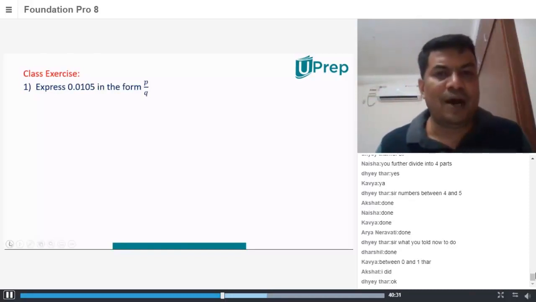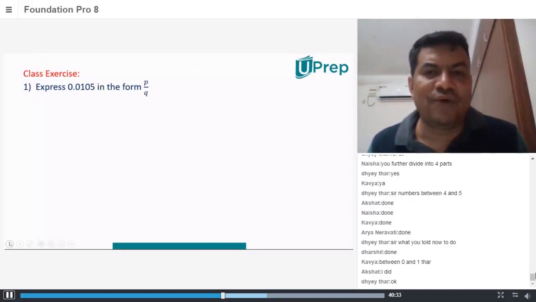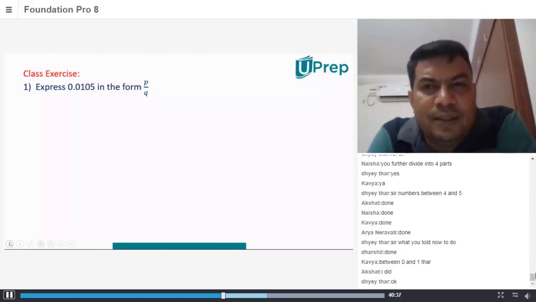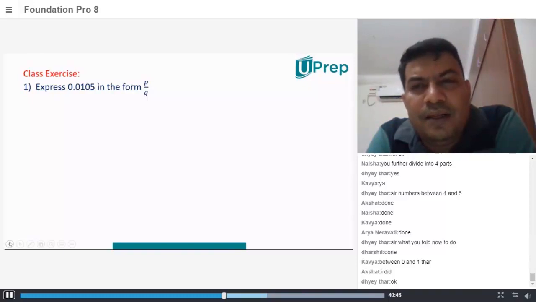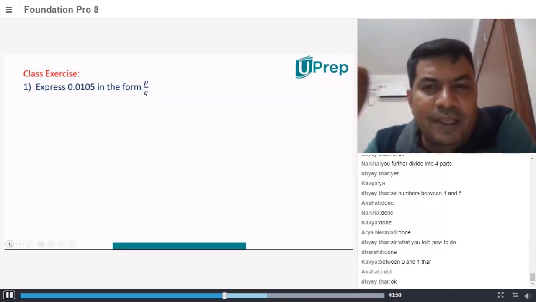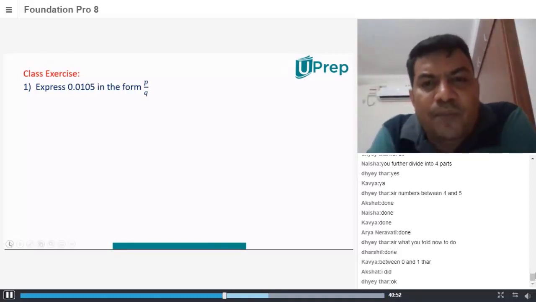Everyone quickly tell me, how do you express 0.0105 in the form of P by Q? Calculate and tell me in the standard form. When I say standard form, I mean the least possible ratio. After removing the common factors, tell me in the form of P by Q. Express 0.0105 in the form of P by Q.